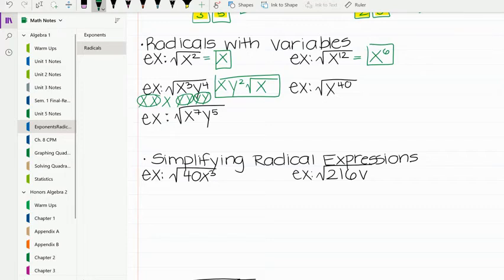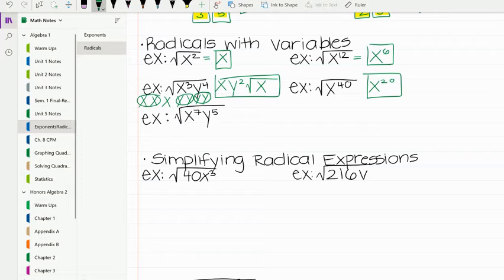So looking at the next one, the square root of x to the 40, you can think of it as how many pairs of x squareds would I have? I'd have 20. So you could just do 40 divided by 2. So the final answer would be x to the 20.